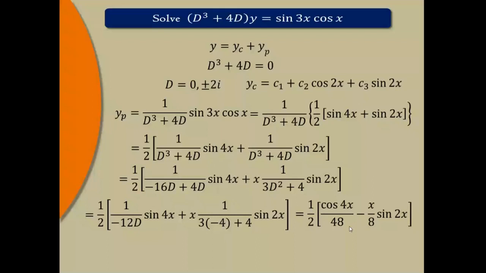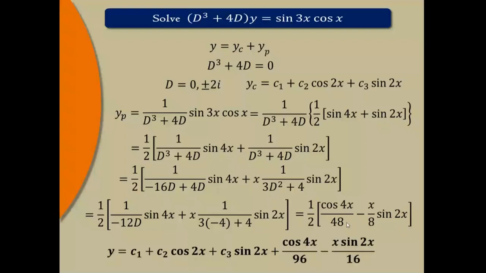Okay, so this is yp. And add this yc and yp, that gives us the solution. So y is equal to c1 plus c2 cos 2x plus c3 sin 2x plus cos 4x by 96 minus x sin 2x by 16.